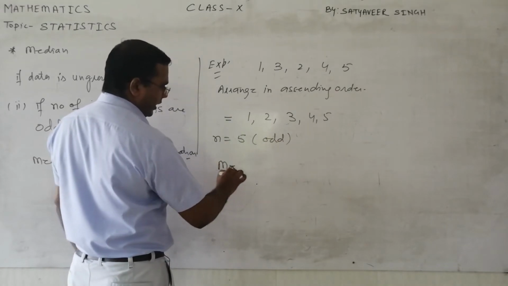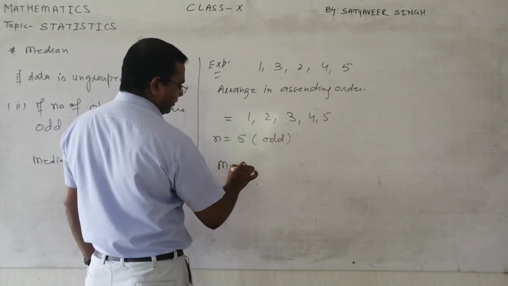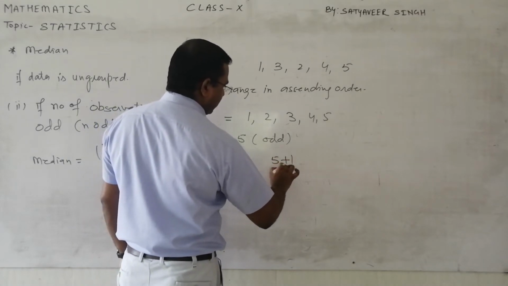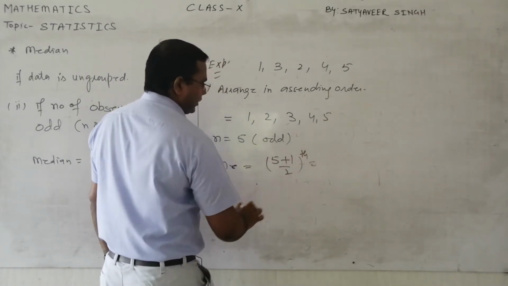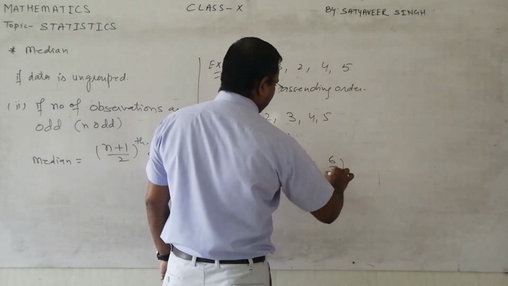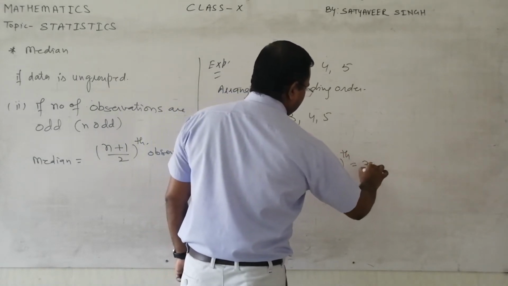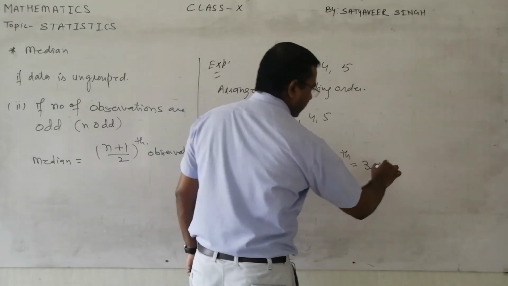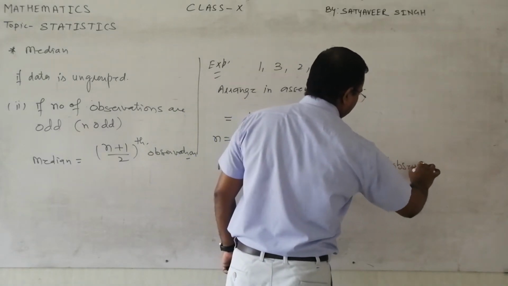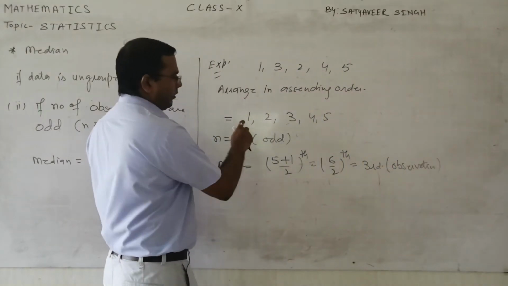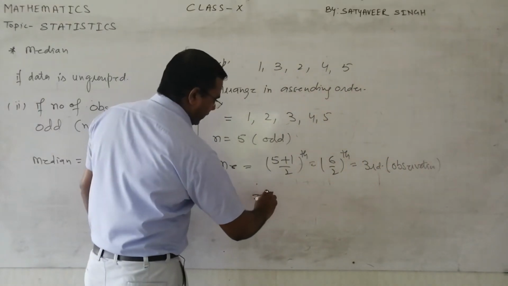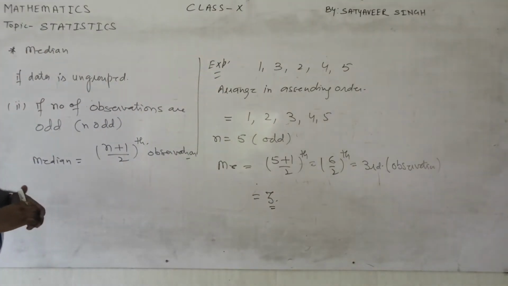So median you can find out now. Median is equal to 5 plus 1 upon 2th observation, so we can say now it is 6 upon 2th observation, that means third observation. Third observation you will count from here 1, 2, 3. So the answer is 3 only. So these are the methods which we used in the earlier classes while the data was given ungrouped. And now what is next?